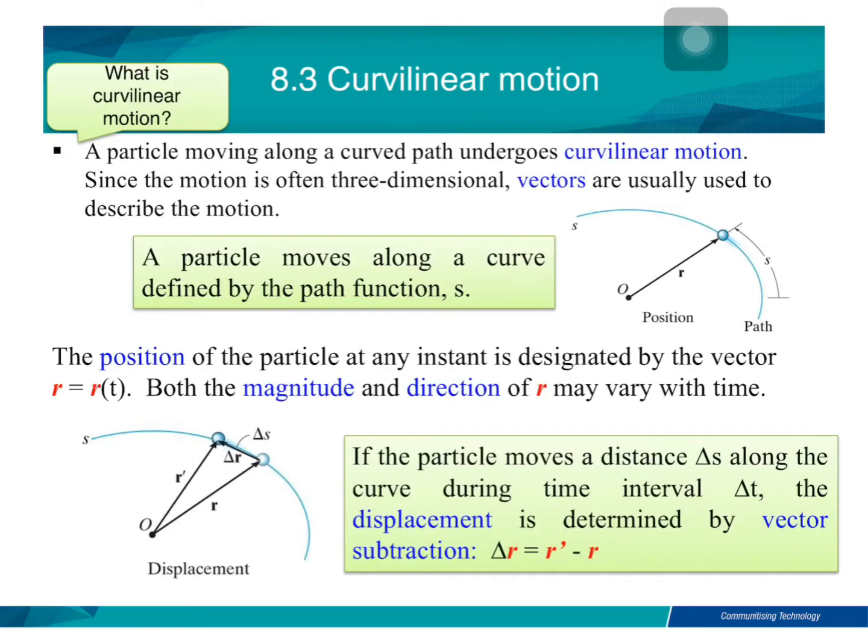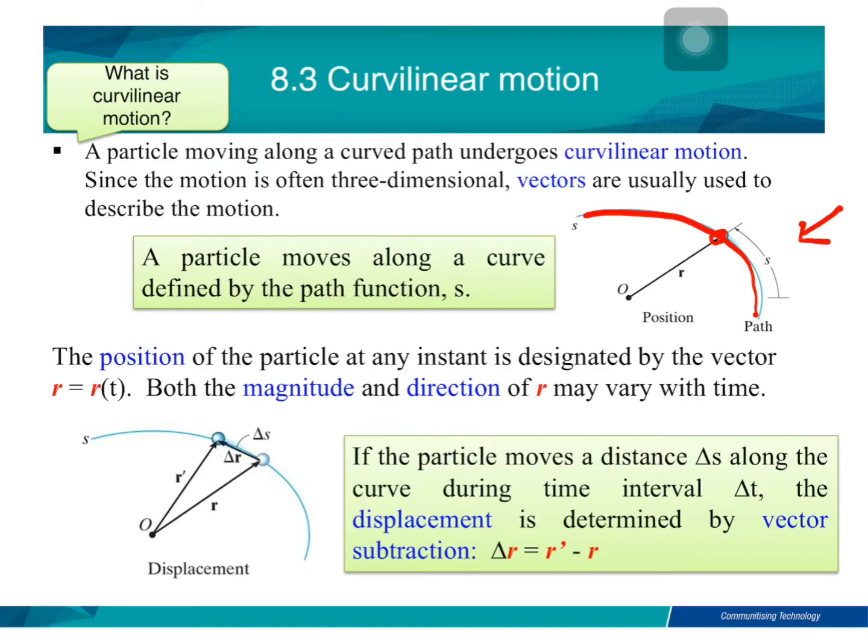So now, what is curvilinear motion? Based on this figure, you may refer to this figure, we have a particle. This is the particle, moving along a curved path. So, this is the curved path. So we call it curvilinear motion.